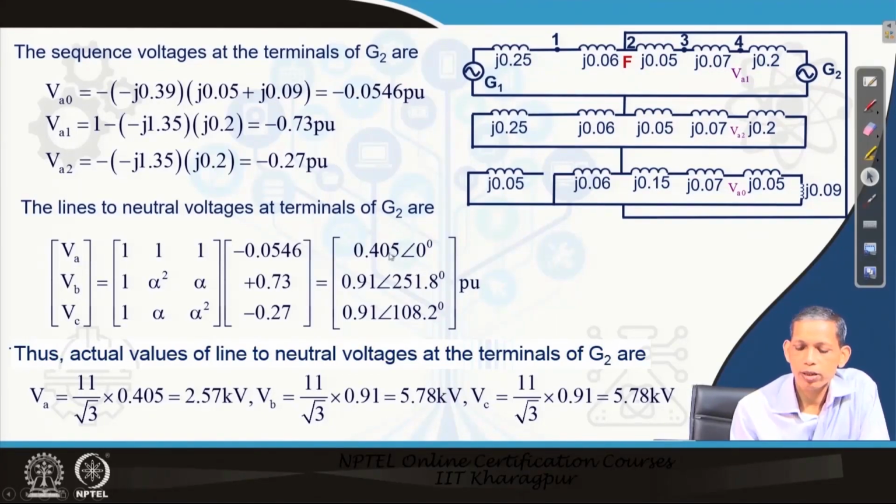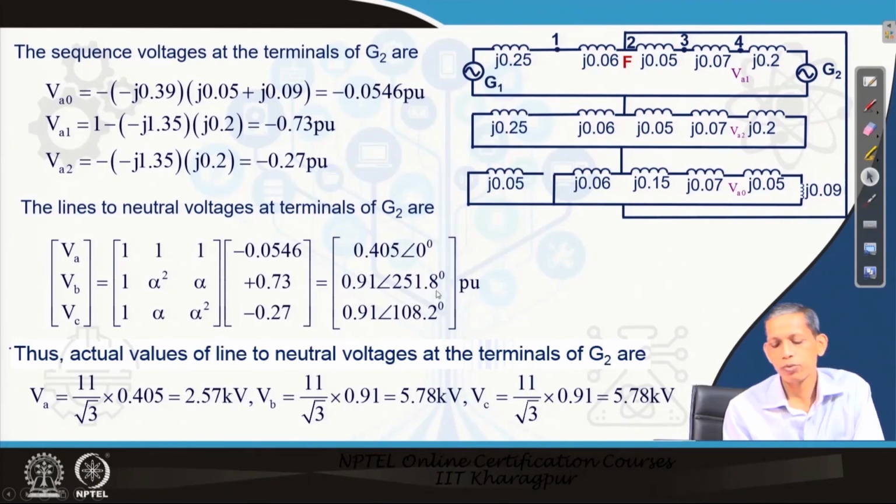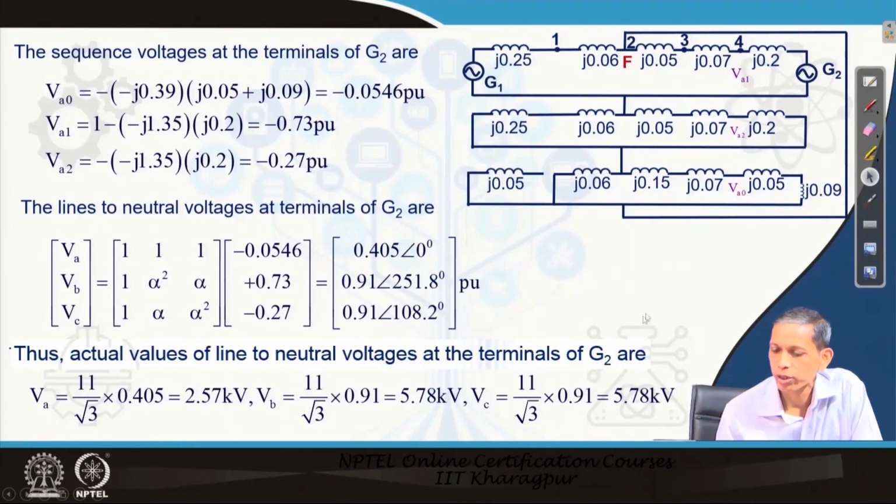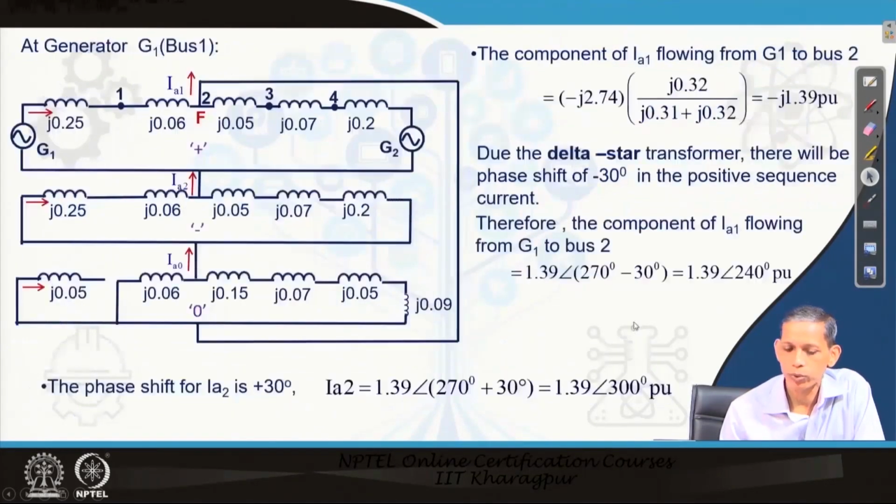They are found to be 0.405 with an angle of 0 degree, 0.91 at 51.8 degree and 0.91 at 108.2 degree per unit. We know the corresponding base voltage in this case is 11 by root 3 kV, and multiplying it by each component, we get the voltages associated with phase A 2.57 kV, phase B 5.78 kV and phase C also 5.78 kV at node 4, which is connected to the generator terminal 2.